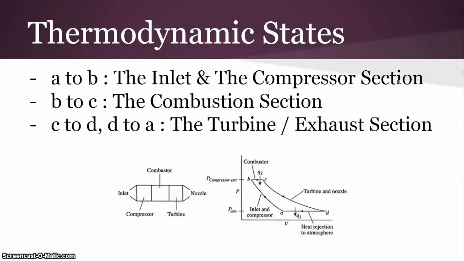The inlet and the compressor sections are included in the function A to B. The combustion section is on the line B to C. The turbine section starts from C to D. And these go back to the first point A. And the next one will be covered by Abdul.